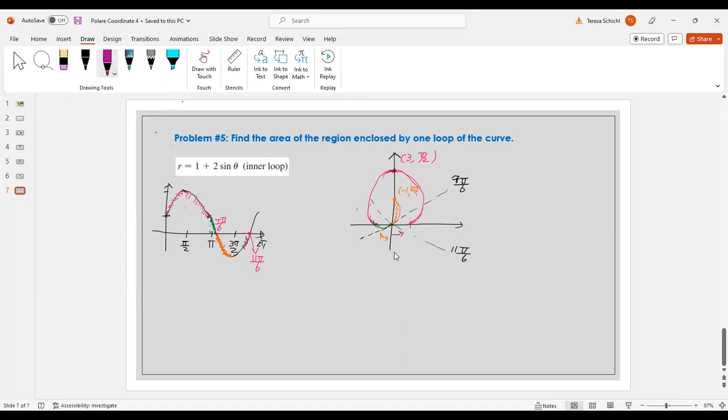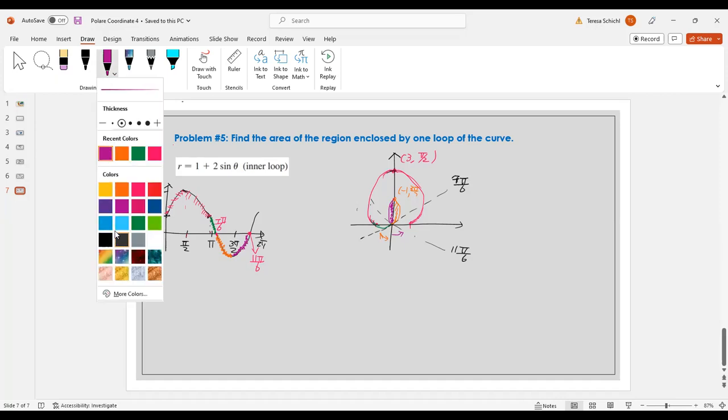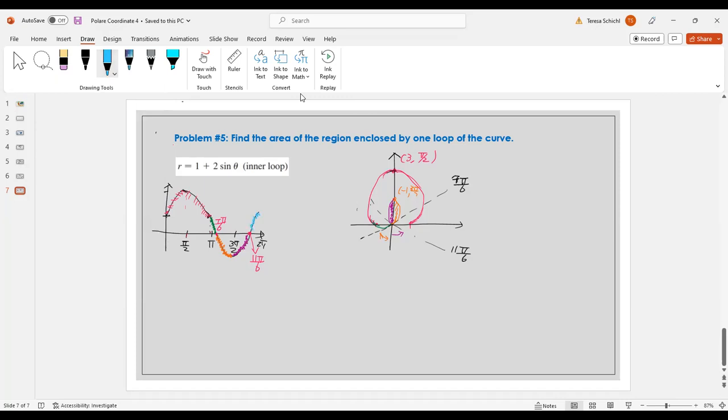From here to here, just like we did in the previous video, this is negative, so the graph is flipped over to here. The last little part, from 11π/6, becomes positive again, so it goes like this, completing the whole curve. You can see by the color coding how I did each one. Since they want us to find this inner circle, the inner loop.